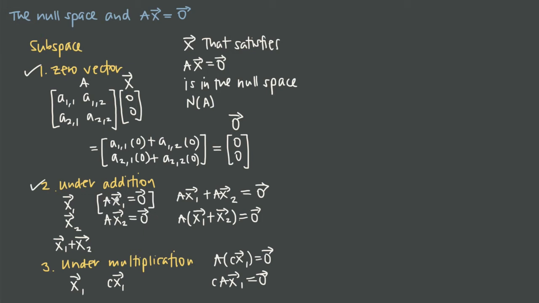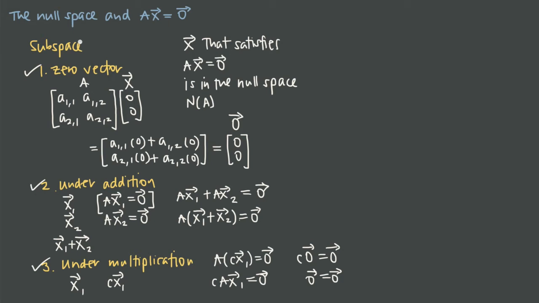So I'm saying that A times the vector x sub 1 is equal to the 0 vector, which means I can replace A times x sub 1 here with the 0 vector, and I get c times the 0 vector is equal to the 0 vector. Well, when I multiply a scalar c by the 0 vector, I still just get the 0 vector. And because I end up with a true equation here, I can say that the null space is closed under scalar multiplication. And because I meet these three criteria, I know that the null space is a subspace.